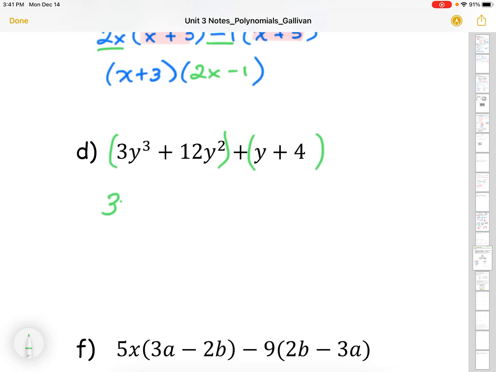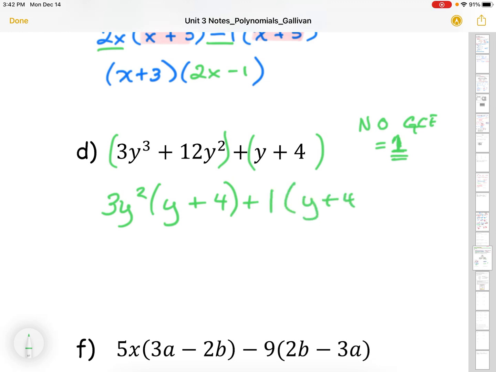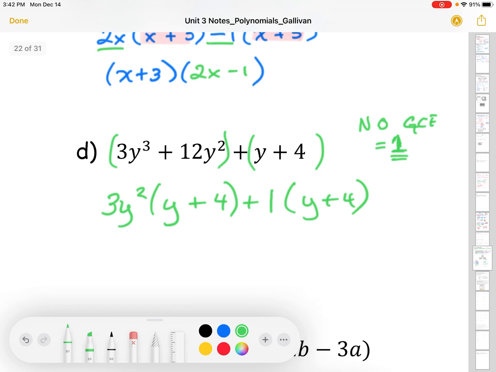3y cubed and 12y squared, I can take out a 3y squared. I get a y plus 4. Now, here's one of those situations. There's nothing I can take out. There's no common factor. So if there's no common factor, then you take out a 1, okay? So plus 1, y plus 4. And I need it there because if I don't have it there, it's going to mess up the next step.